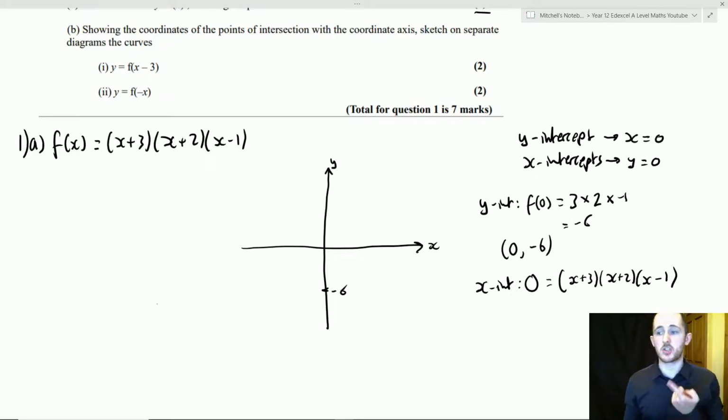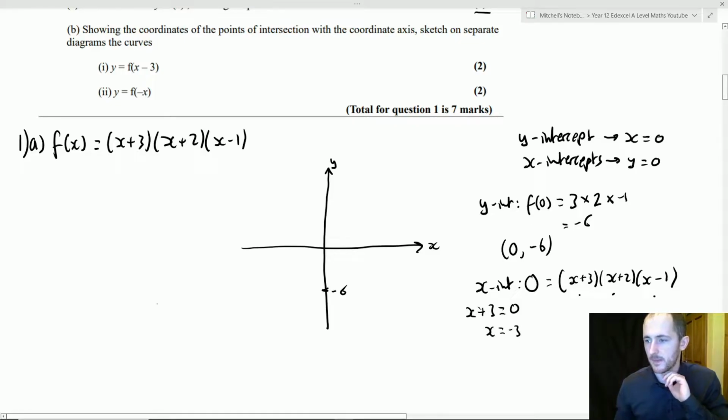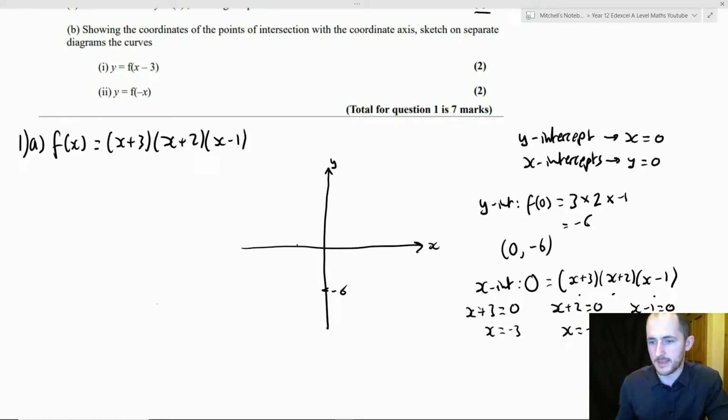Okay, now we know how to solve this already. It's the same as solving a quadratic. We set each of these brackets equal to 0. So in this case we have all of them: x plus 3 equals 0, so minus 3 from both sides, we get x equals minus 3. We have x plus 2 equals 0, so then x equals minus 2. And then lastly we have x minus 1 equals 0, so x equals 1. So if we plot these, let's spread it out a bit.